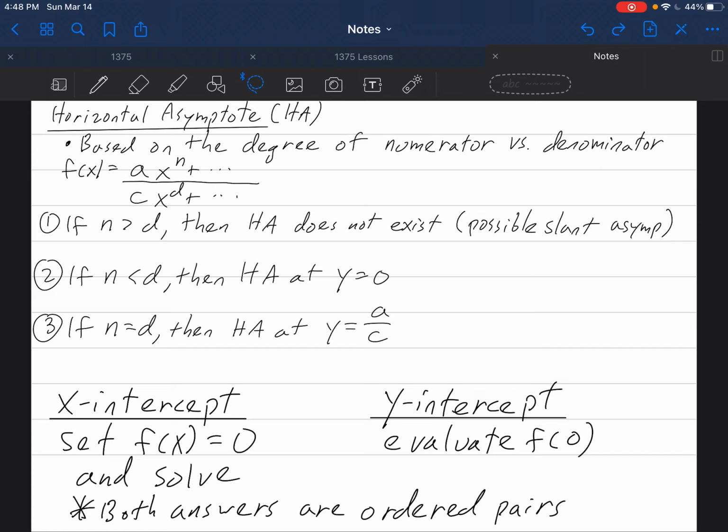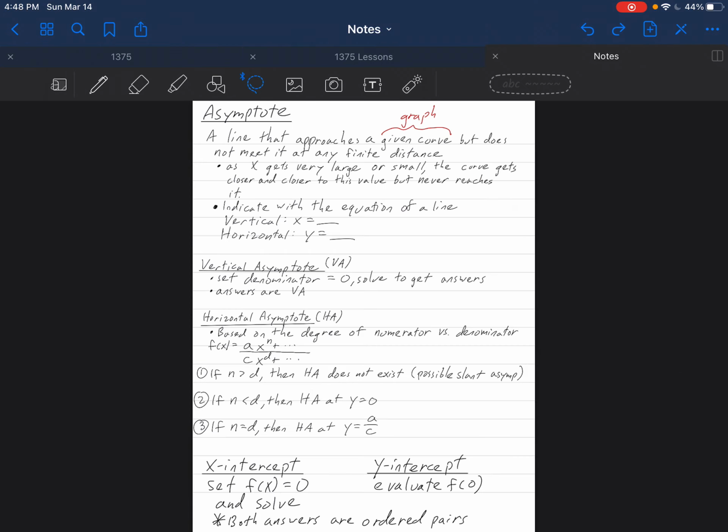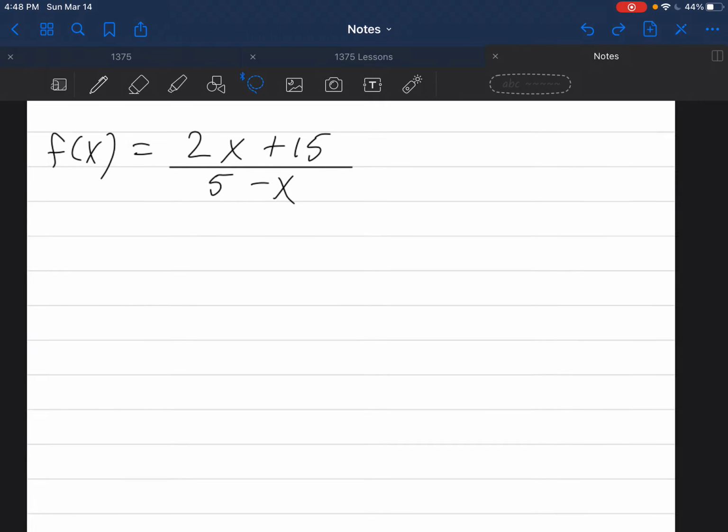Both of these are going to result in answers that are numbers, but since we're talking about x-intercepts and y-intercepts here, the answers have to be given as ordered pairs. That's something to remember. So let's look at this function here.